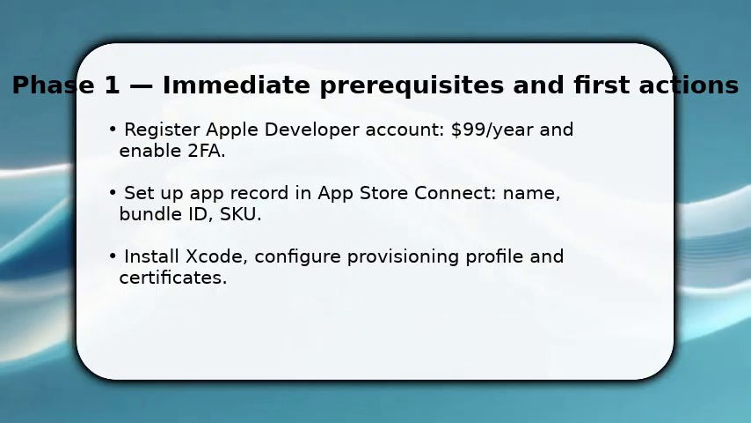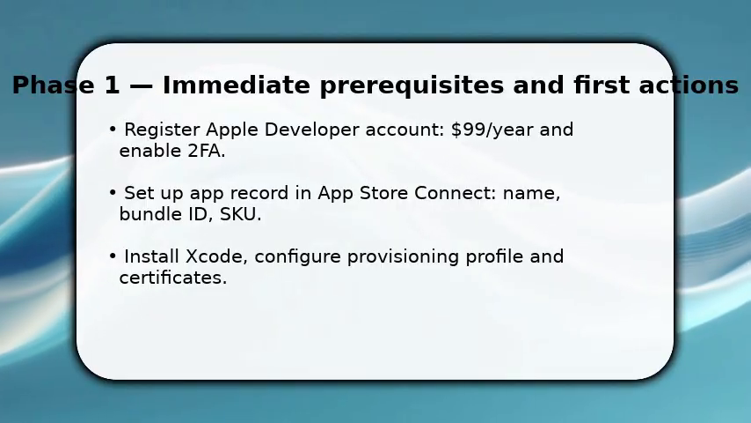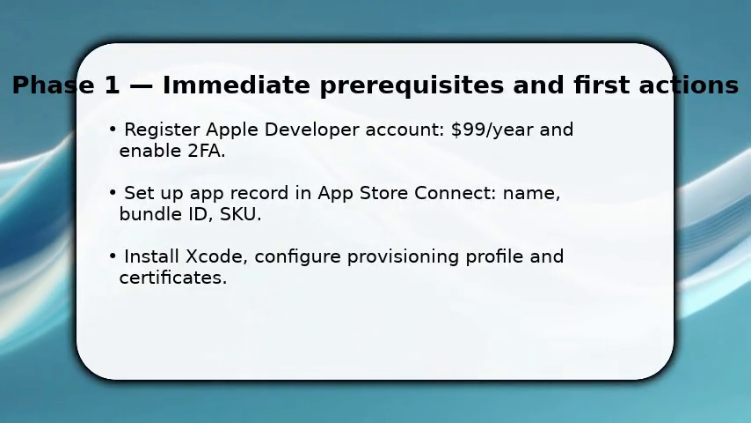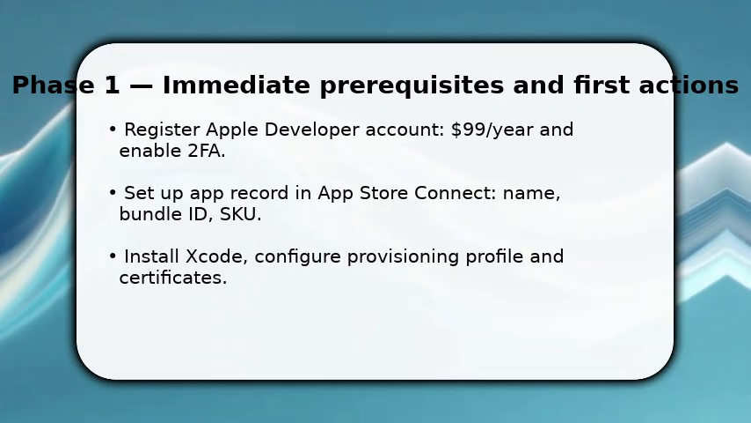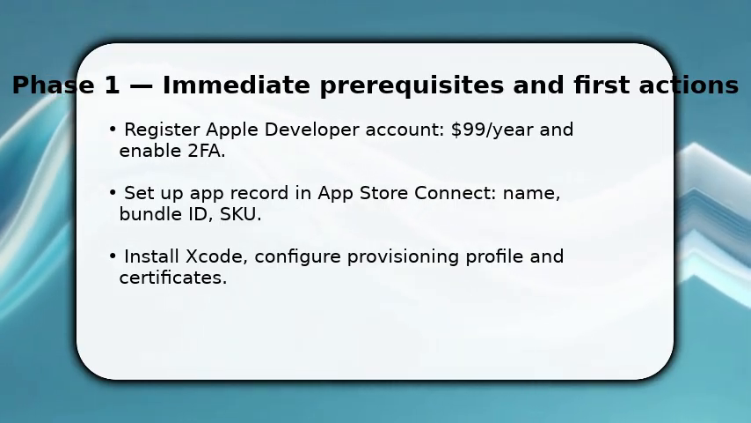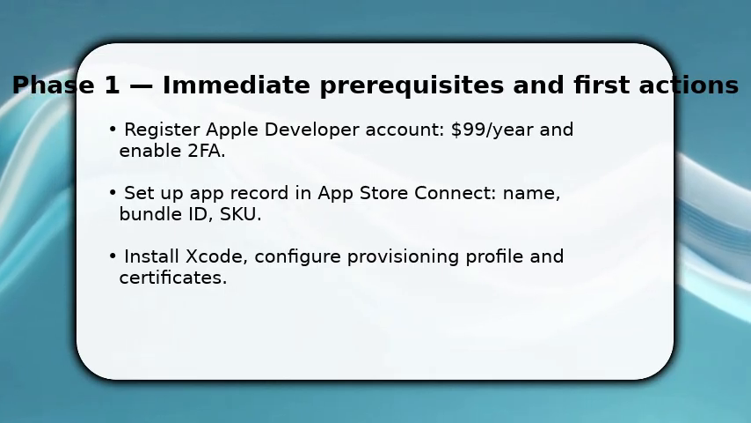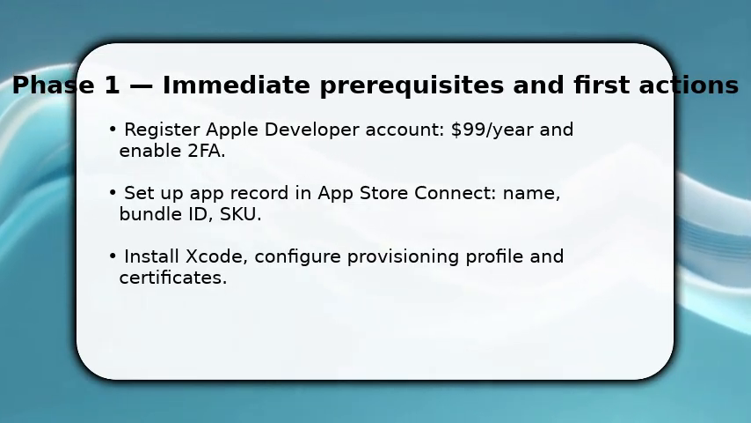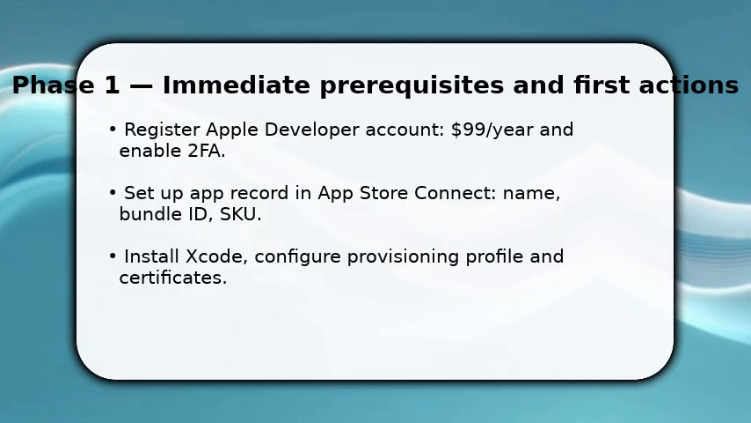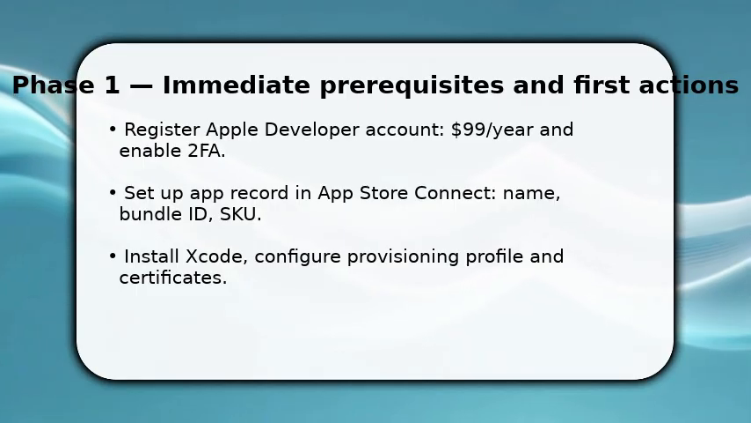You begin by securing essentials. Enroll in the Apple Developer Program and enable two-factor authentication so your account can sign apps securely. Once done, create the app record in App Store Connect with a unique bundle ID and SKU. This links metadata to builds. Then, set up Xcode, add provisioning profiles and certificates to sign your app.